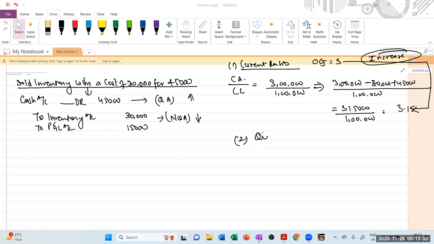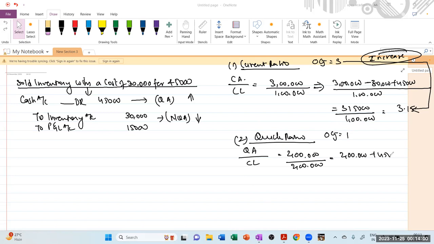Next. Quick ratio. Quick assets upon current liabilities. Original ratio 1:1. Let's take this 2 lakhs upon 2 lakhs. Now what will this become? 2 lakhs plus 45,000 upon 2 lakhs. So this is 245 divided by 200. What is the answer? 1.225. What is this? Increase.